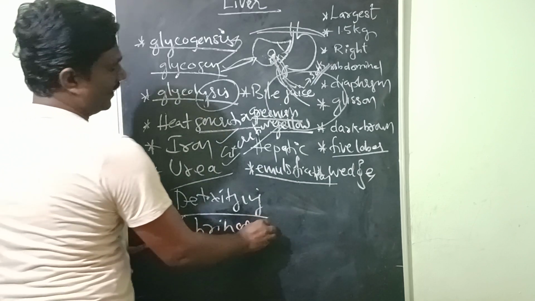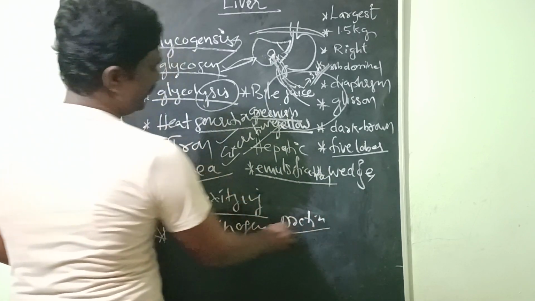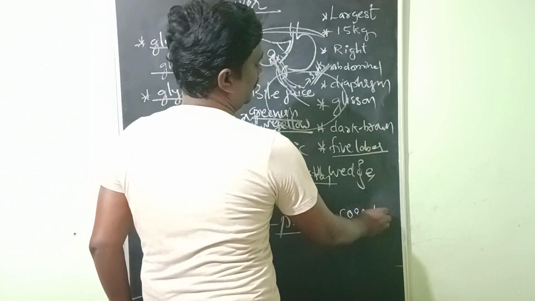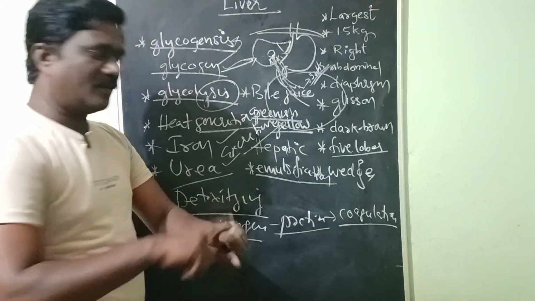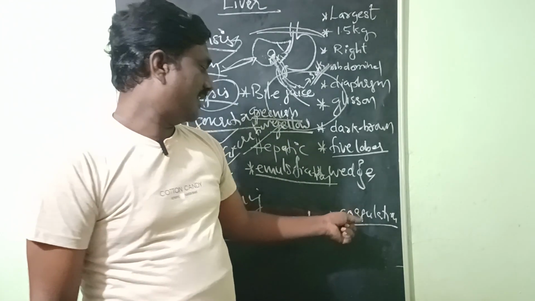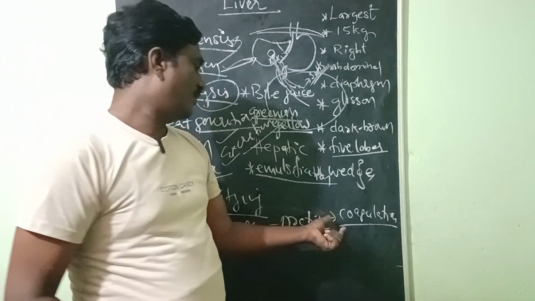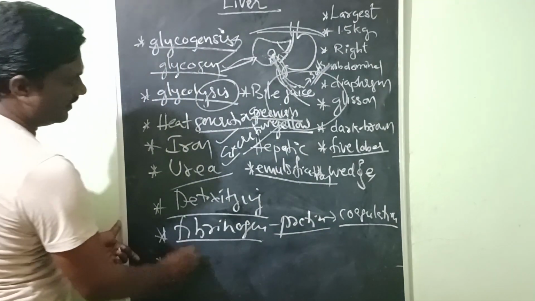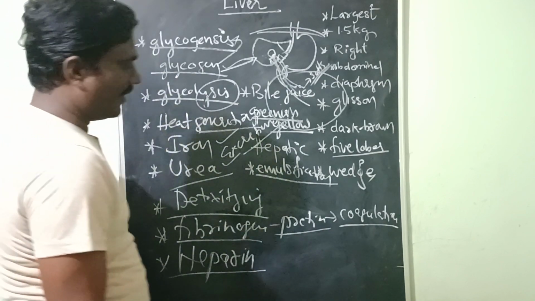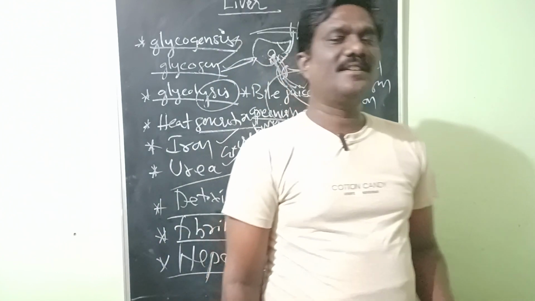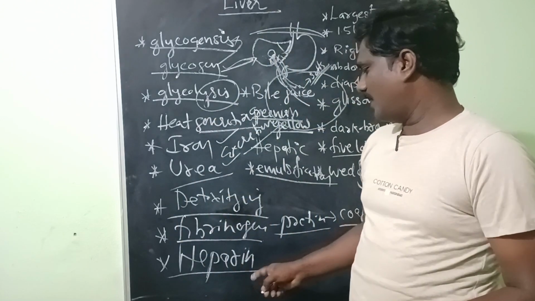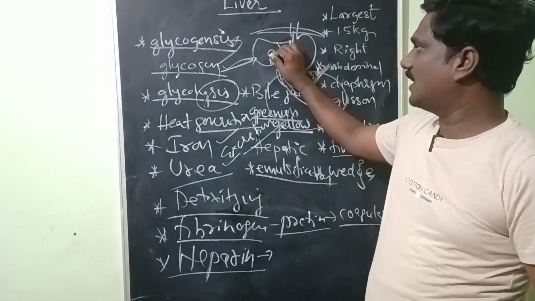Okay, next one is synthesis of fibrinogen. This is a protein. It helps in blood clotting, coagulation, whenever wounds or scars are present. Next, synthesis of heparin. This heparin prevents blood coagulation inside the blood circulation, inside the blood vessels. This protein is secreted by the liver.